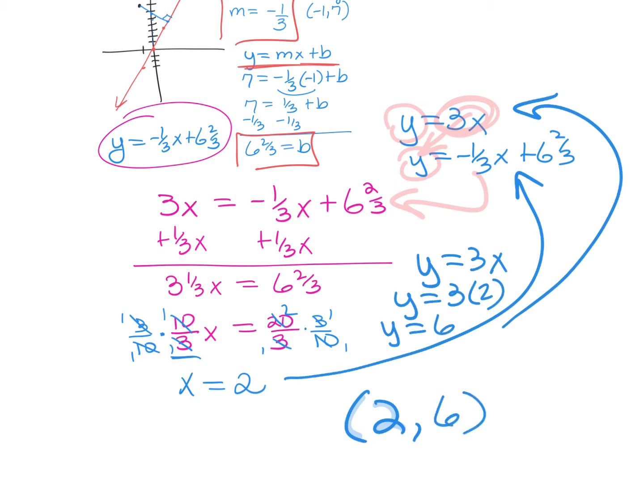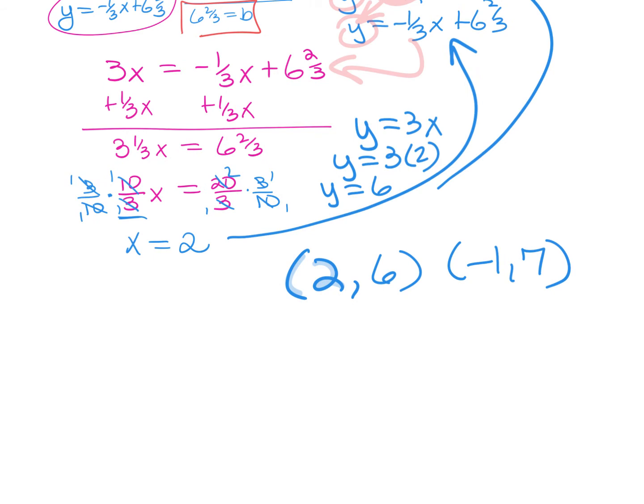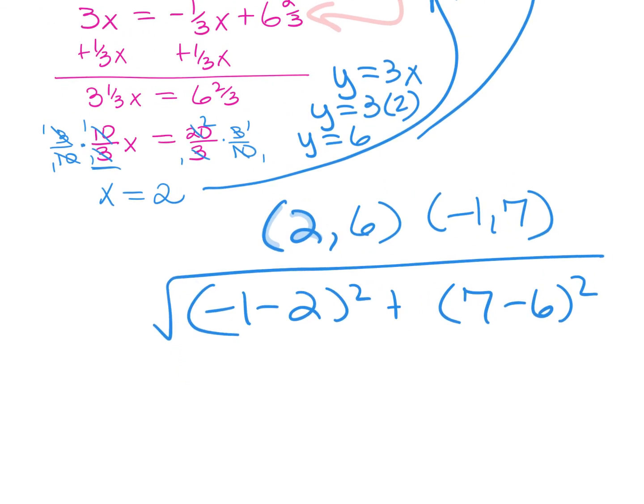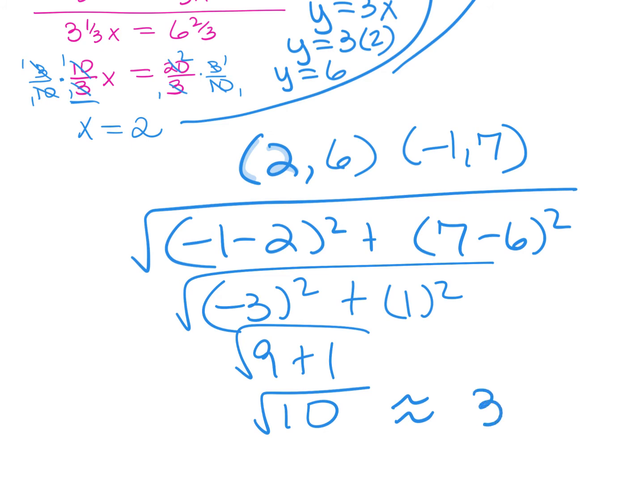Now I can finally do the distance formula using the original ordered pair, which was -1, 7, and the newly found point of intersection. Distance formula: x2 minus x1 squared plus y2 minus y1 squared, all under the radical. -3 squared plus 1 squared, square them, add them. On the test, you're going to leave it as the square root of 10. Last night in the Big Ideas homework, it said to enter it as a decimal rounded to the tenths place, so 3.2.